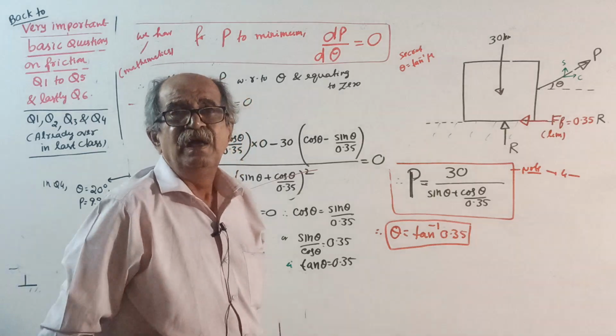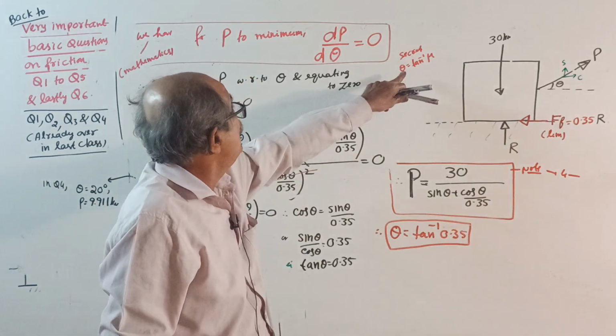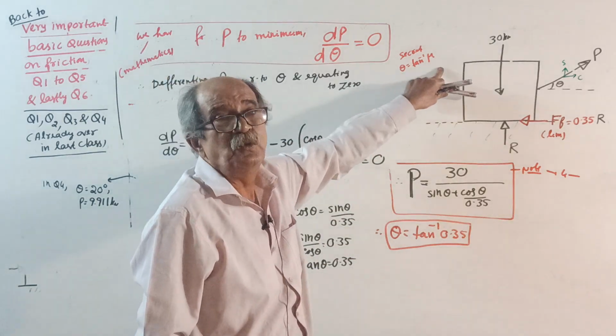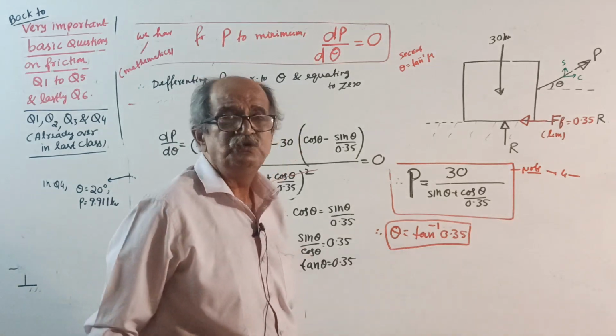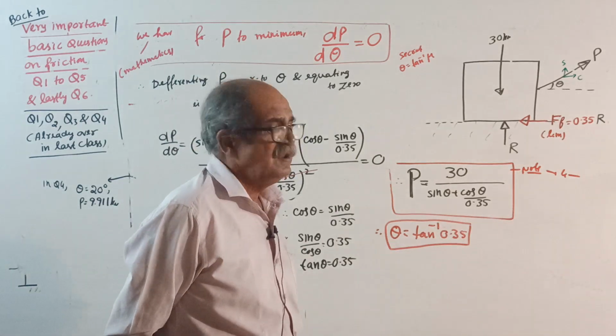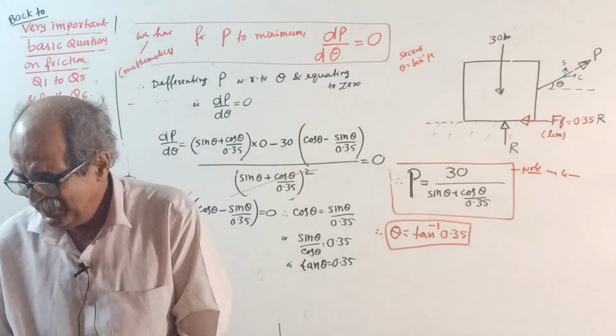If you remember, I already told, I know the answer. See, I told theta should come tan inverse mu. In this question, mu is 0.35. Oh, yes, correct. Someone should tell. Oh, this person at least knows something. Okay, done.